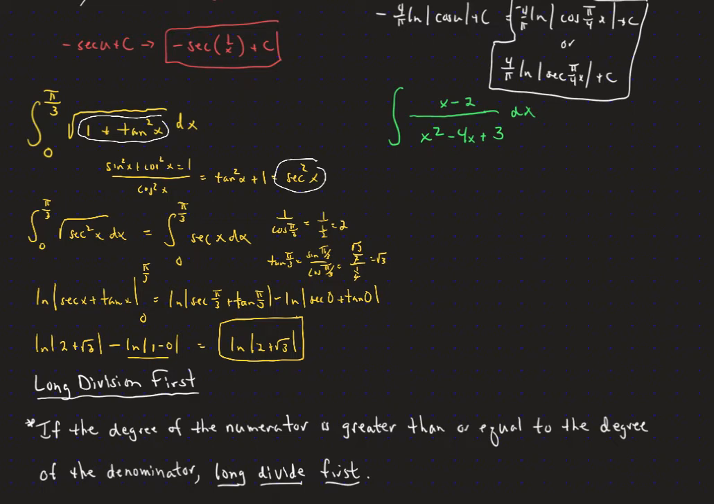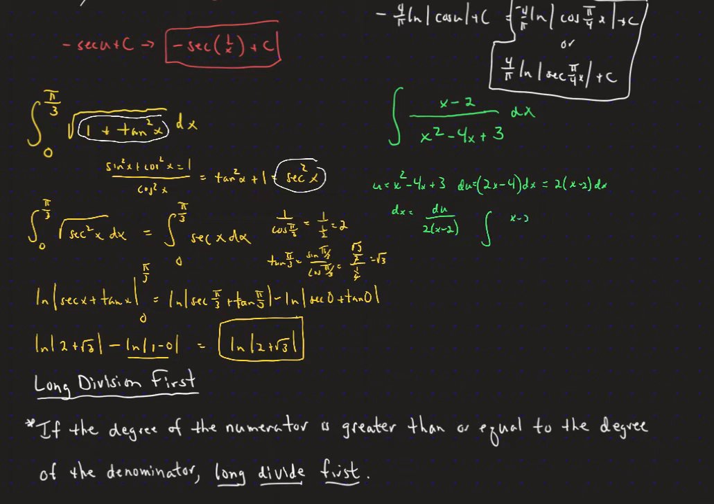Okay. Next one's kind of tricky, so we're going to try making u the whole denominator, and let's see what that tells us about du. Well, it looks like it's going to be 2x minus 4 dx. At first glance we may think, uh-oh, that's not the same as the x minus 2, but if we factor that 2 out, we're going to be in business. So the dx is going to be du over 2 times x minus 2.